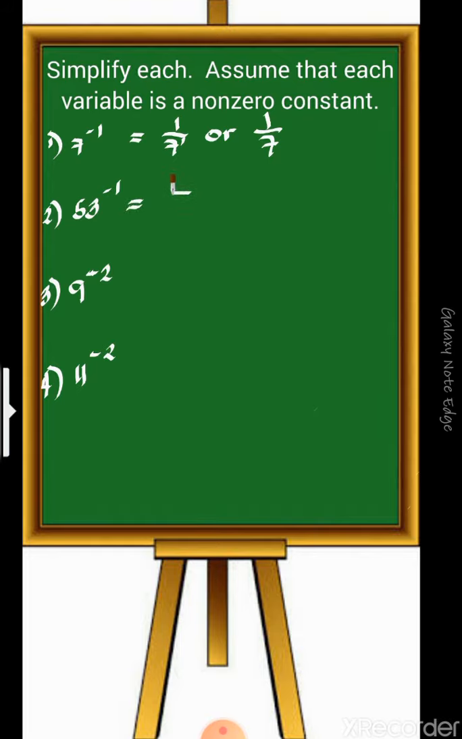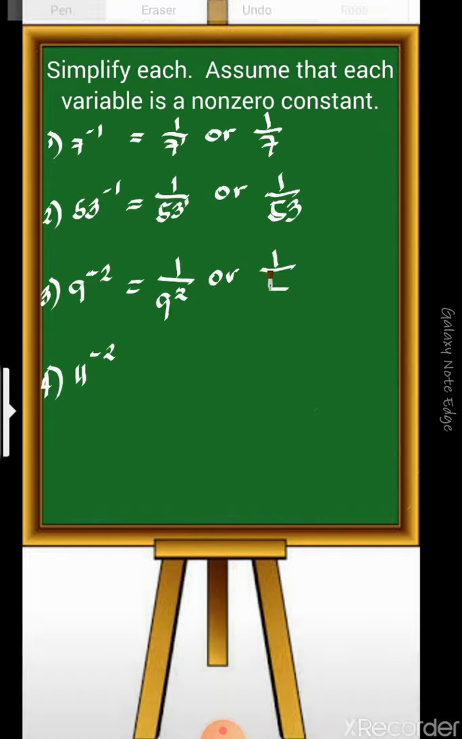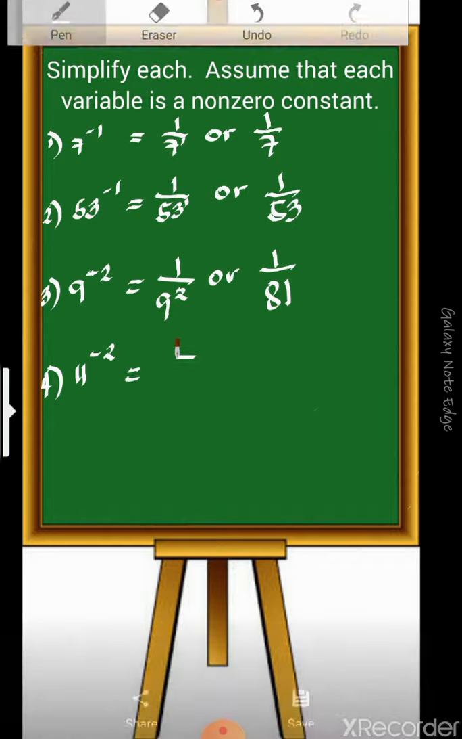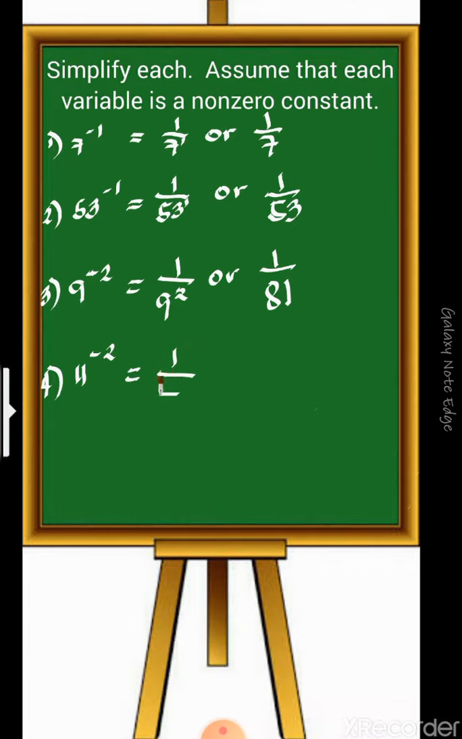53 raised to negative 1 will become 1 over 53 raised to 1 or 1 over 53. 9 raised to negative 2 will become 1 over 9 raised to 2 or 1 over 9 times 9 is 81. 11 raised to negative 2 will become 1 over 11 squared or 1 over 11 times 11 is 121.